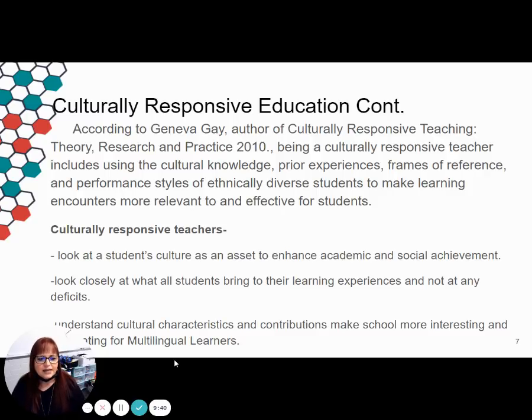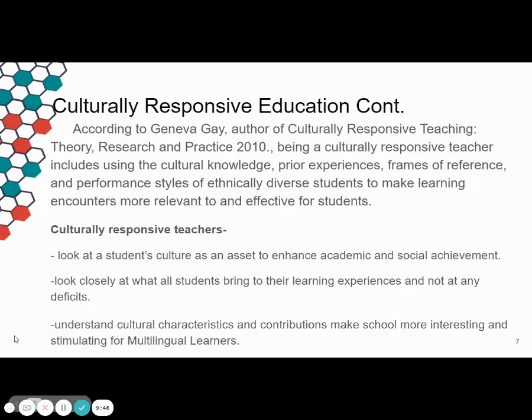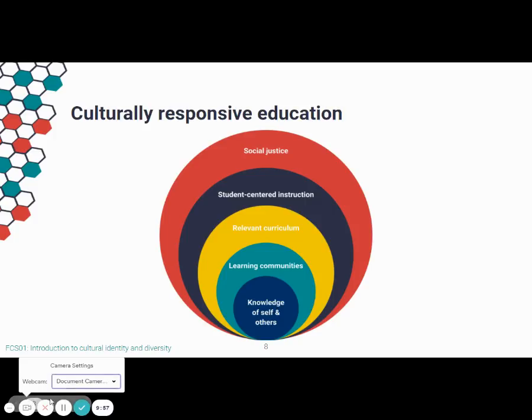And understanding cultural characteristics and contributions makes learning more interesting and stimulating for multilingual learners. Okay. Next.